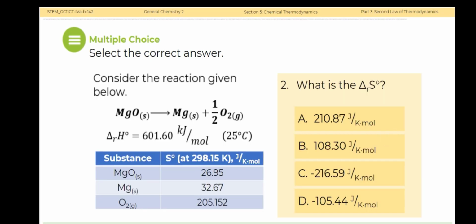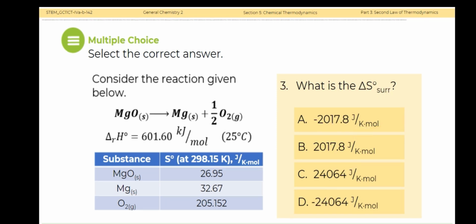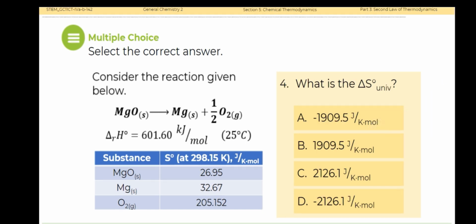Number 2. What is the standard entropy change of reaction? Select the correct answer. Number 3. What is the entropy change of the surroundings? Select the correct answer. Number 4. What is the entropy change of the universe? Select the correct answer.